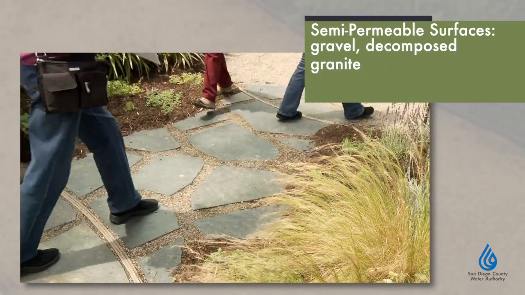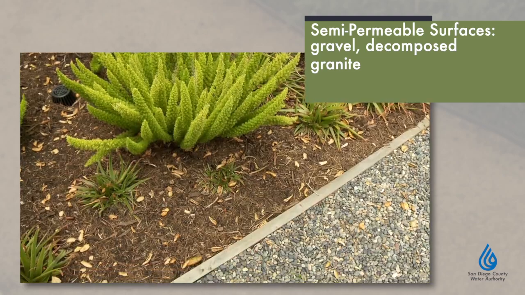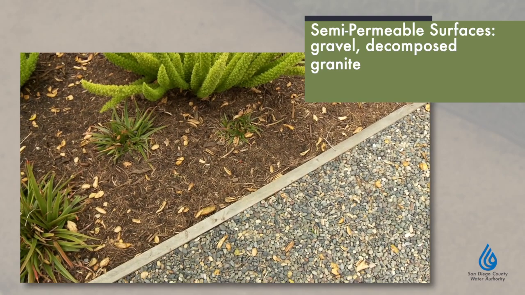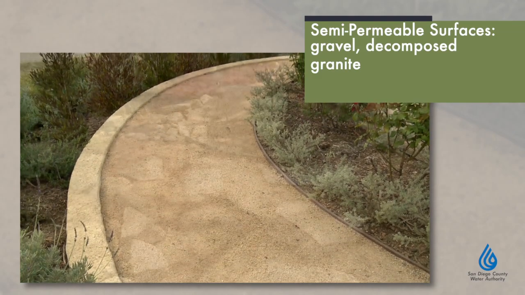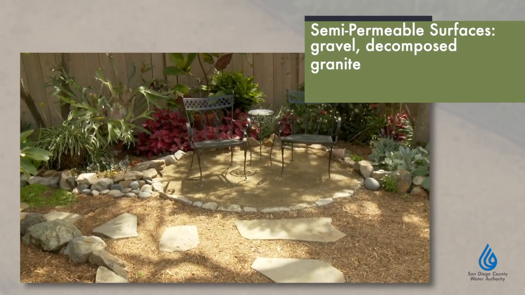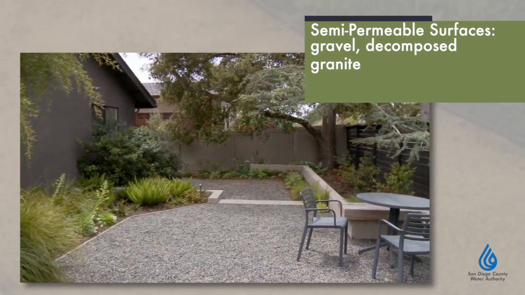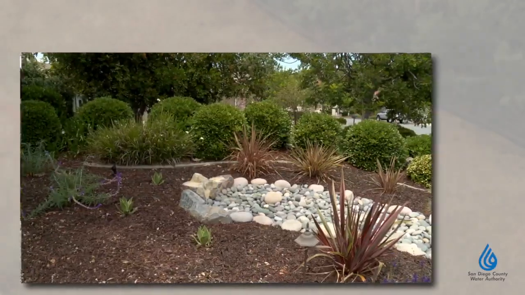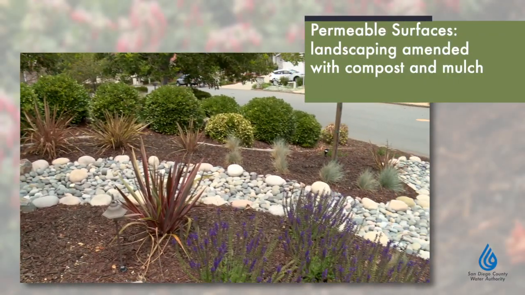Semi-permeable surfaces are those in which some water, but not a lot, sinks into the soil. Examples of semi-permeable surfaces are gravel and decomposed granite. Because it's difficult for organic material to survive underneath, there's little or no healthy soil to create storage space for the water. Permeable surfaces are the areas that easily absorb water.